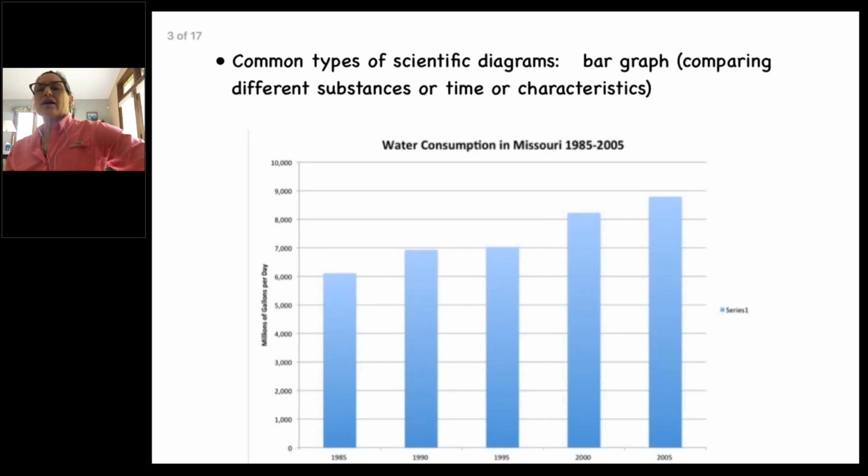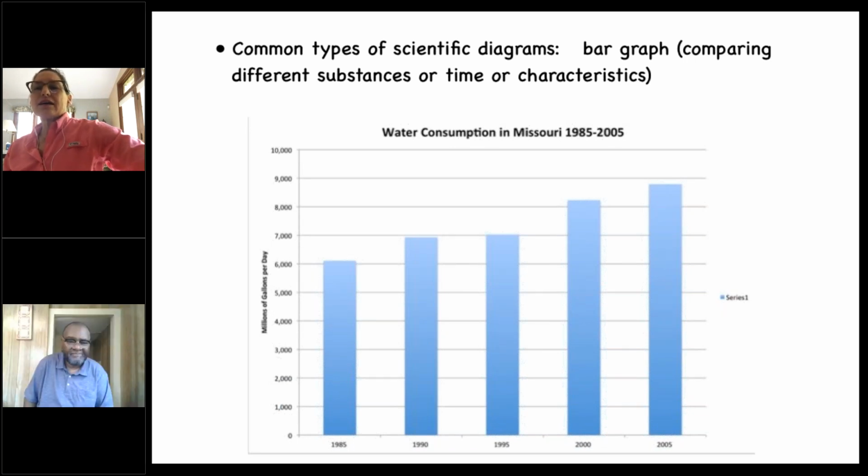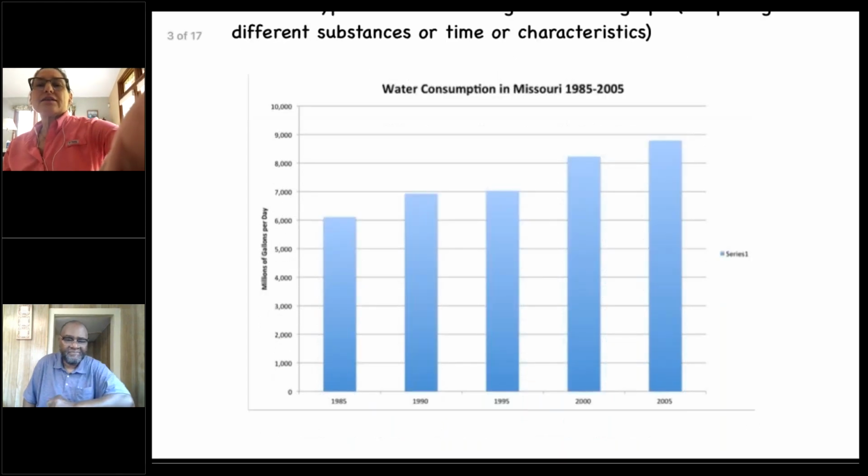You've got a bar graph, and in this one, we're not going to get too far into it, but it's showing water consumption in Missouri, and on the left, millions of gallons per day, and down below, it's each year. You can learn a lot just looking at this picture. You can see that in 1985, the water consumption was about 6,000 million gallons, and then by 2005, it rose up to almost 9,000. So just from this picture, we're learning.